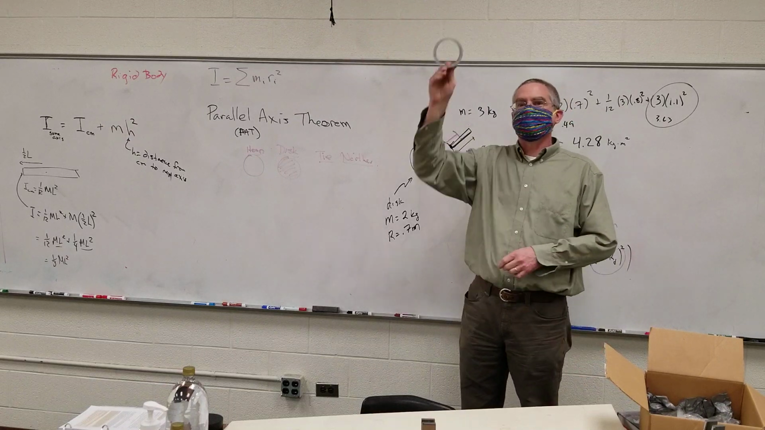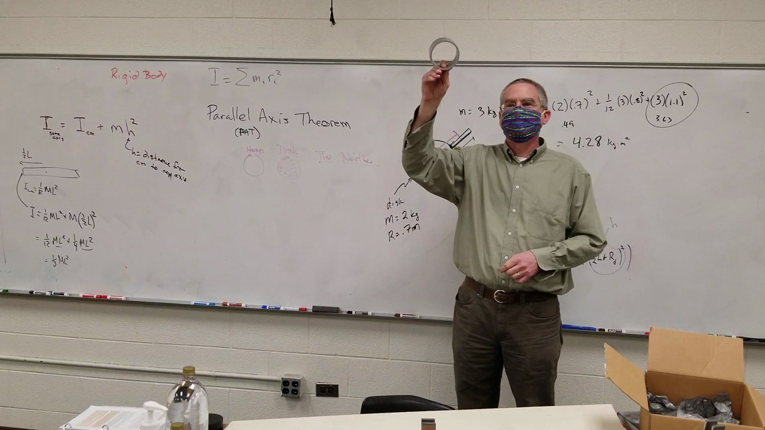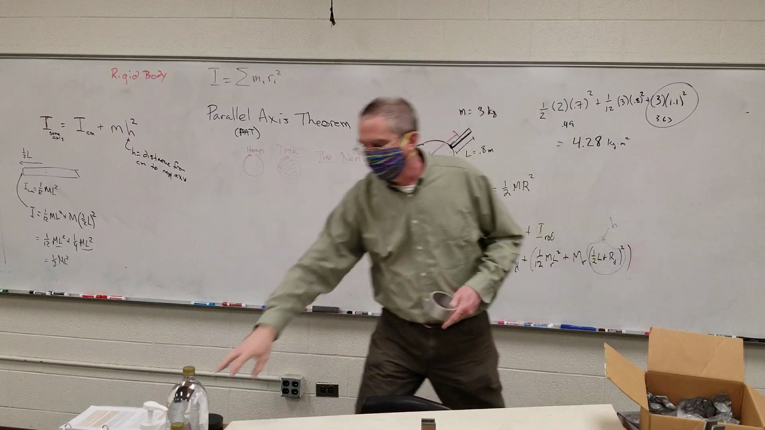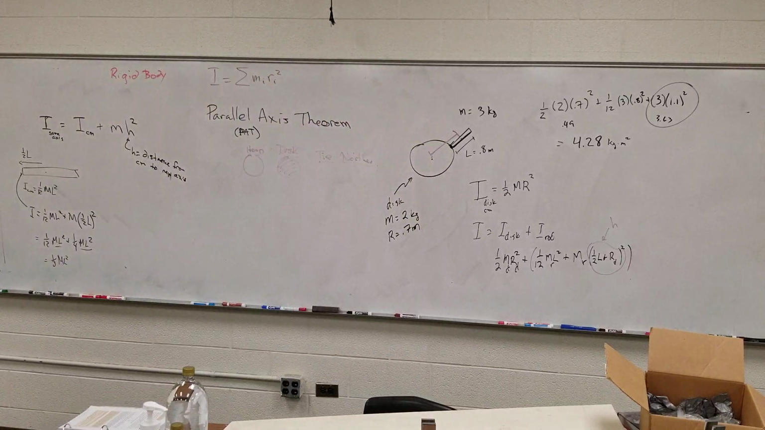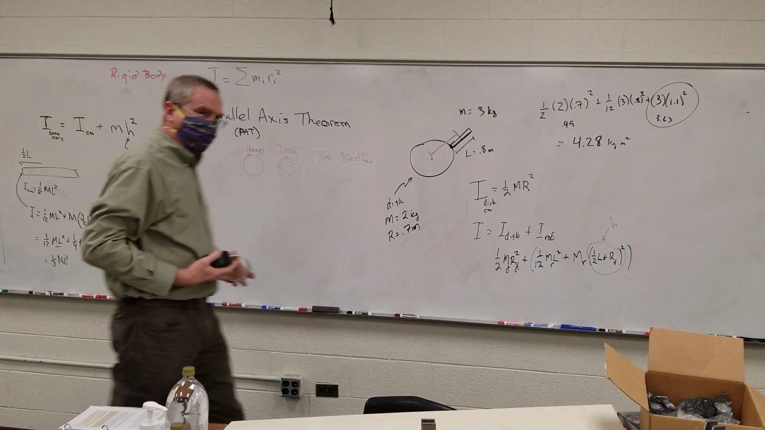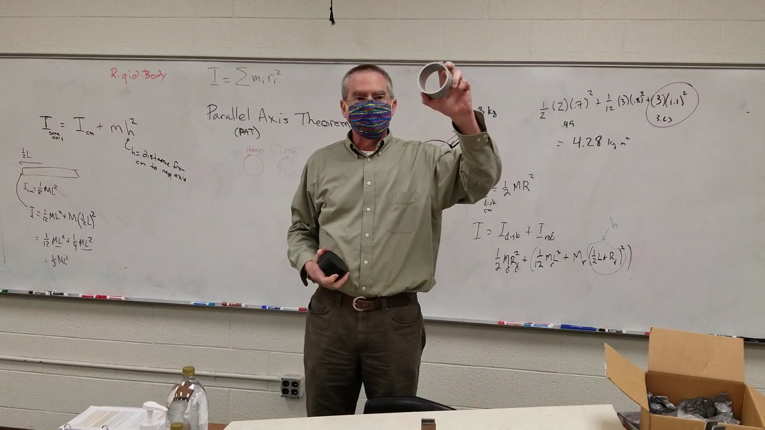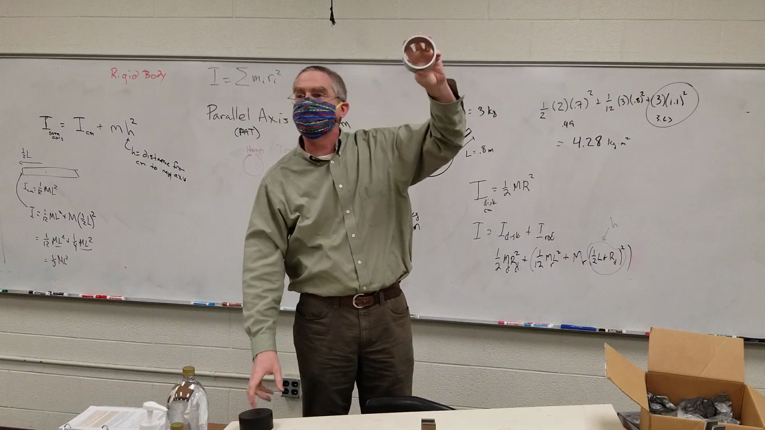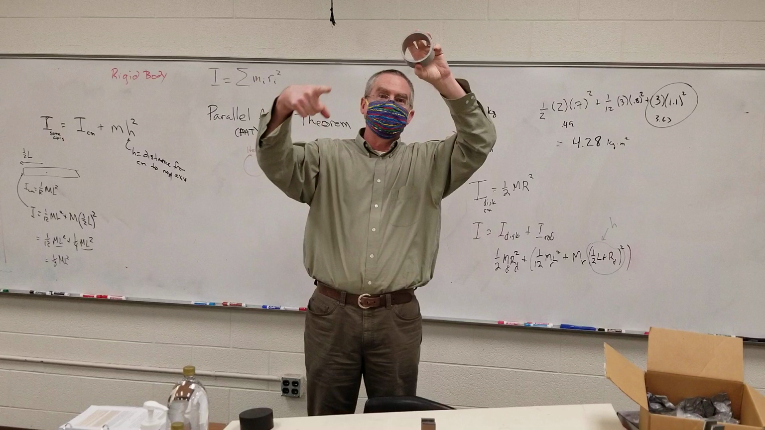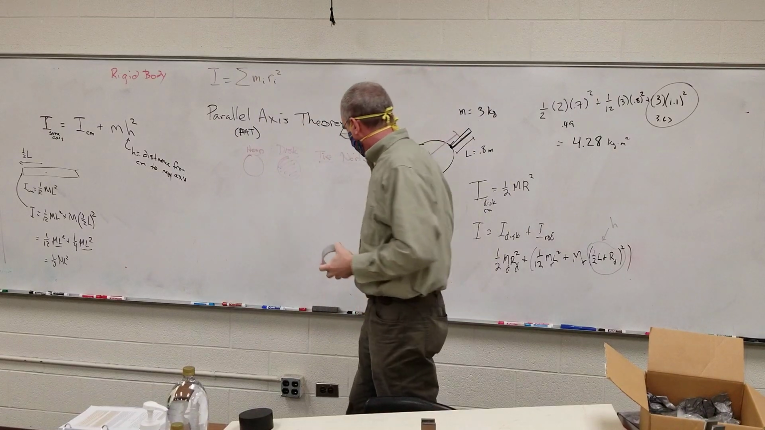One vote for the hoop. The other one says the solid has more mass, right? Did you say this one has more mass? Yes. Okay, so he says this one has more mass. All right, so back to hoop down first. You're voting for the hoop? Hoop. All right, so three for the hoop.